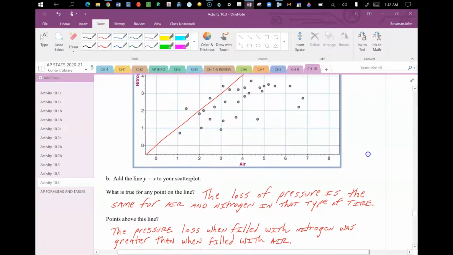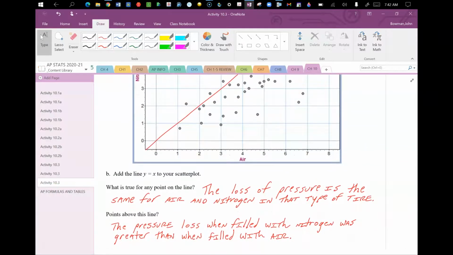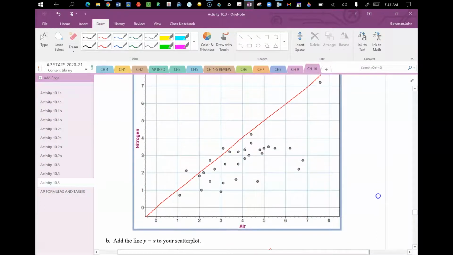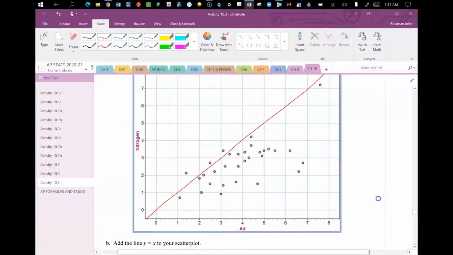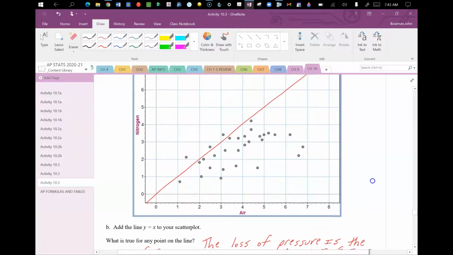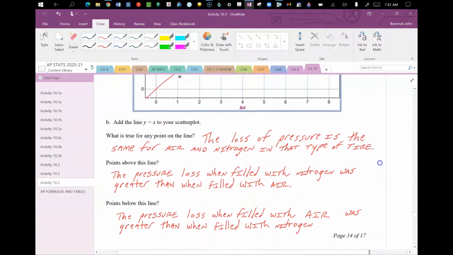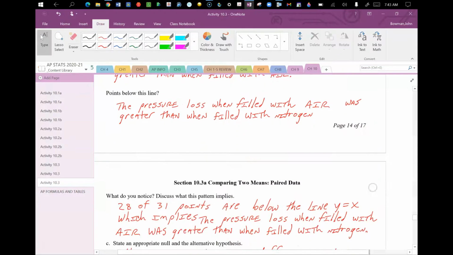So if you have a point on the line, the loss of pressure is the same for the air and the nitrogen in that type of tire. Any points above the line, the y coordinate is greater, so the pressure loss when filled with nitrogen was greater than when filled with air. So what you can see is the opposite of that is true, and most of the points are below the line y is equal to x, so the loss in air pressure is greater when they were filled with air.